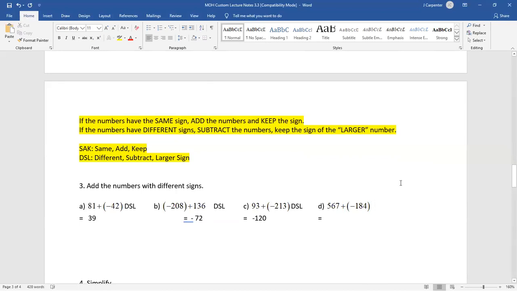Finally, we got D, 567 plus negative 184. Different signs, positive and negative, so DSL once again. So we're going to subtract the numbers in absolutes, larger minus smaller. 567 minus 184. So 7 minus 4 is 3. 16 minus 8 is going to be 8. 4 minus 1 is going to be 3, so 383.